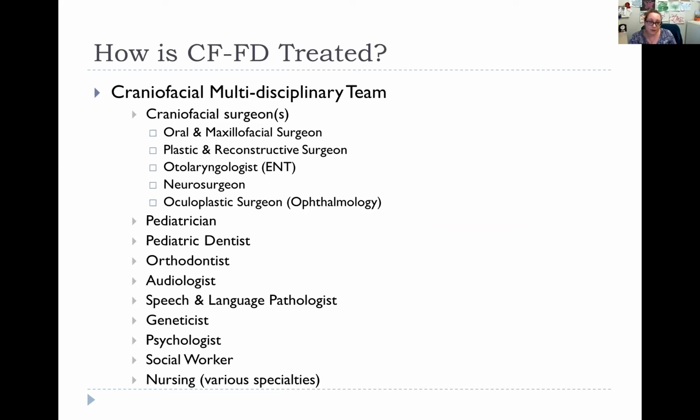So how is craniofacial fibrous dysplasia treated? I would say most big centers have what's called a craniofacial multidisciplinary team, and that can include craniofacial surgeons who come in all different flavors: oral maxillofacial surgeons, plastic surgeons, otolaryngologists, neurosurgeons, oculoplastic surgeons. And then they often, because they're at children's hospitals, tend to have pediatricians, pediatric dentists, orthodontists, but it's also important to have audiologists, speech and language pathologists, sometimes geneticists, psychologists, social workers, and various types of nursing specialties as well.